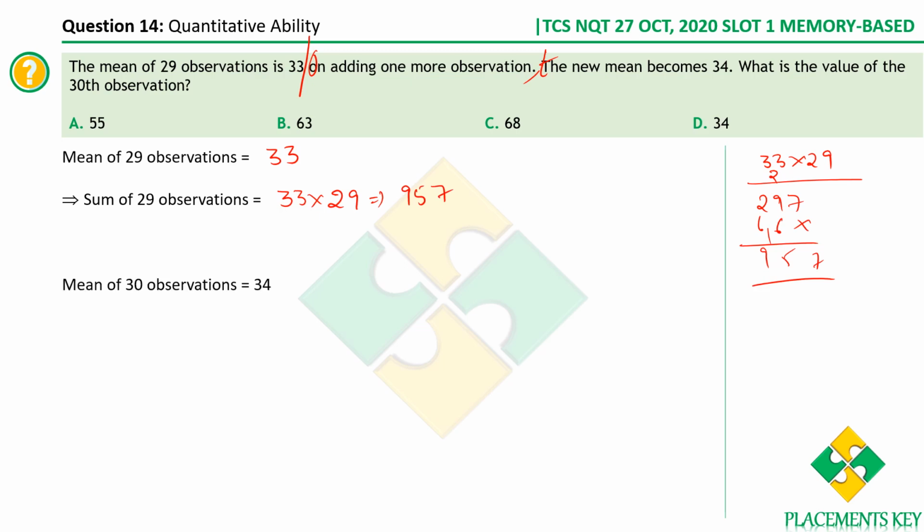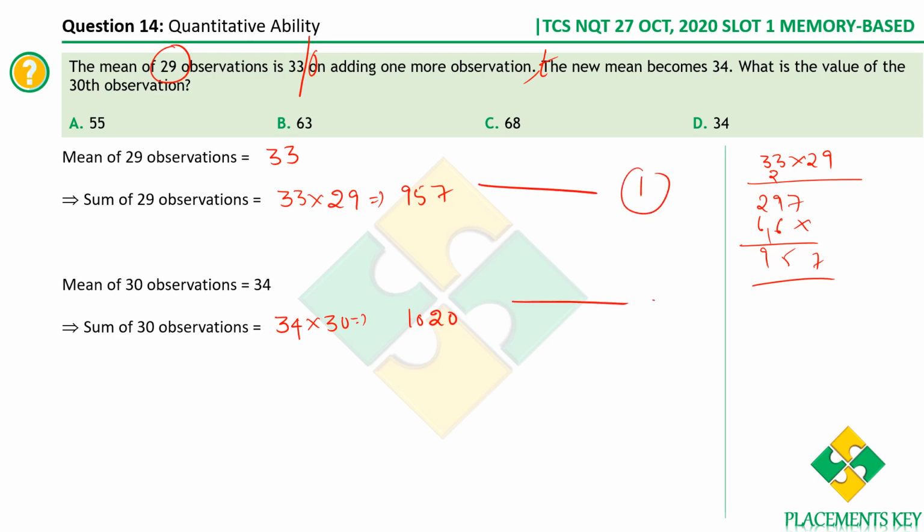Now similarly we are given that the mean of the 30 observations is 34. Why? Because on adding one more observation to 29, the mean has increased to 34. So the mean of 30 observations is 34. So the sum of 30 observations is 34 into 30, which is 1020. Fine. So now how do we find the 30th observation? See, this is the sum of 29 observations and this is the sum of 30 observations.